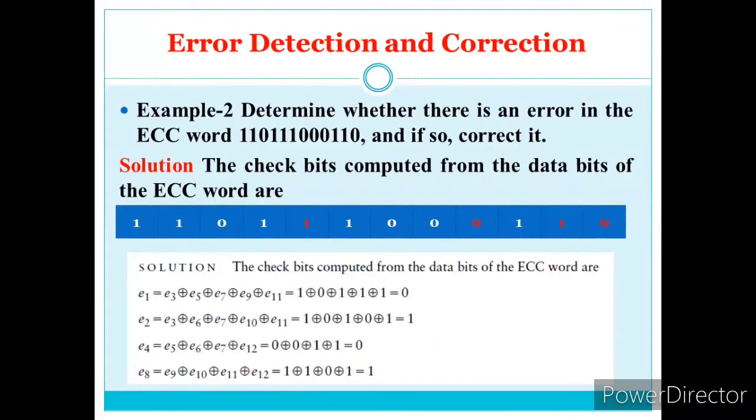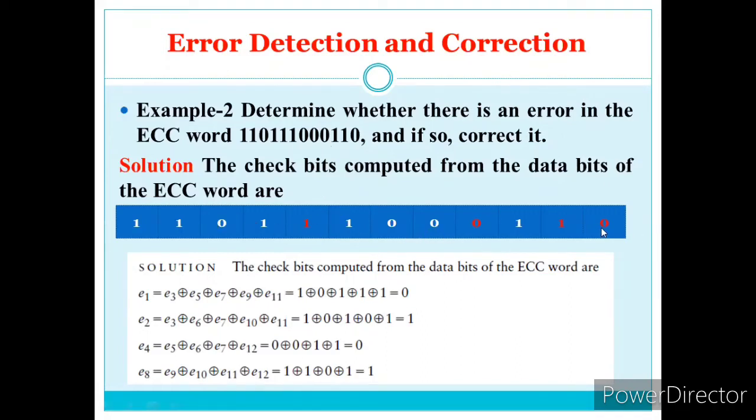Now in the second problem, we'll determine the error and try to correct it if it is there. Determine whether there is an error in the ECC word 110, 111, 000, 110. This is a 12-bit ECC word. And if there is any error, we have to identify it and correct it. Now, the process is same. First we need to find E1, E2, E4, and E8. So these are the respective given 12 bits, what we have just shown here.